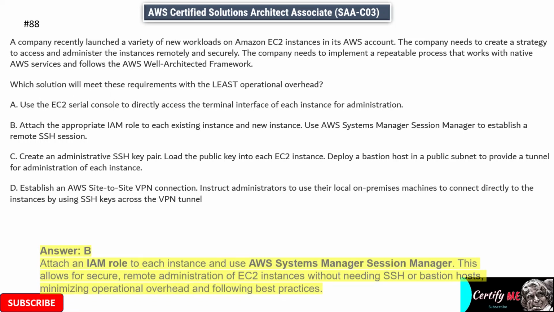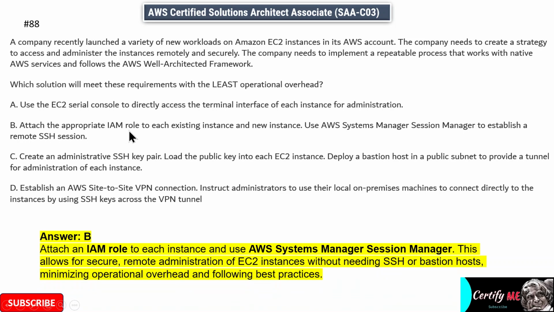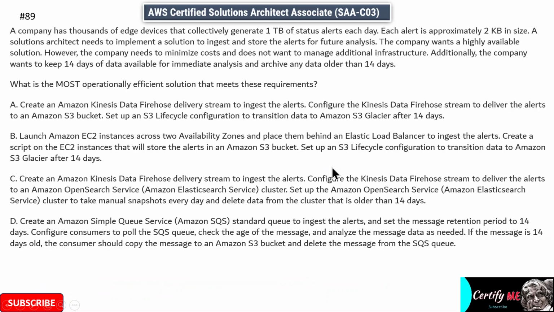The correct answer is option B. Attach the appropriate IAM role to each existing instance and new instance, and use AWS Systems Manager Session Manager to establish a remote SSH session. Attach an IAM role to each instance and use AWS Systems Manager Session Manager. This allows for secure remote administration of EC2 instances without needing SSH or bastion hosts, minimizing operational overhead and following best practices. Next question.